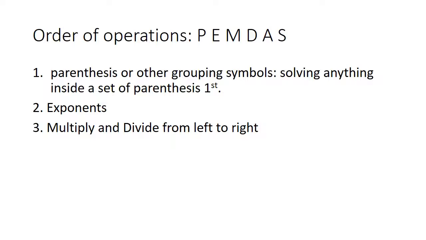Next, after you've done your parentheses and you've done any exponents that are out there, you're going to multiply and divide from left to right. So if your division is farthest left, then you'll divide before you multiply. If your multiplication is farthest left, then you would multiply before you divide. But you're going to multiply and divide before you do any adding and subtracting, unless that adding and subtracting is set off by parentheses.